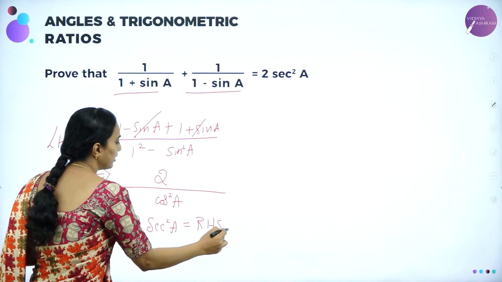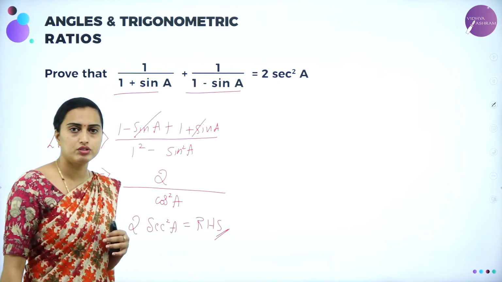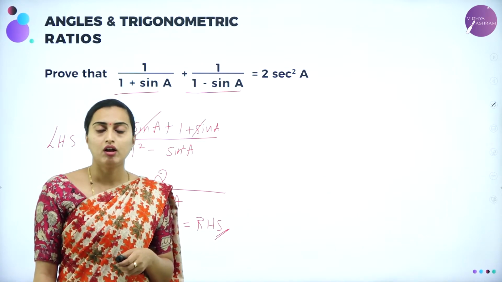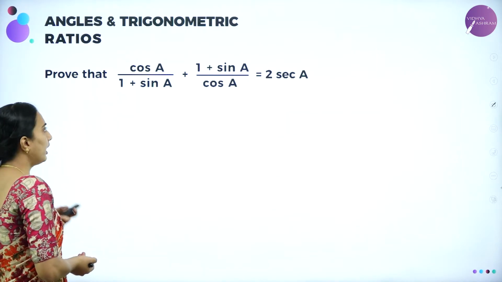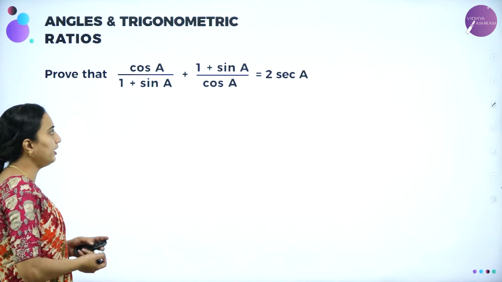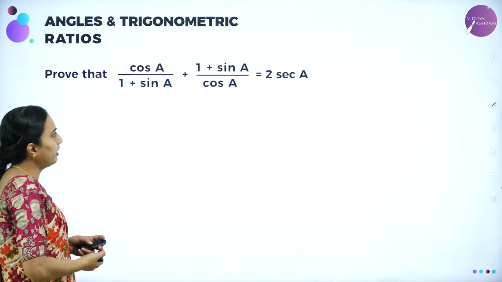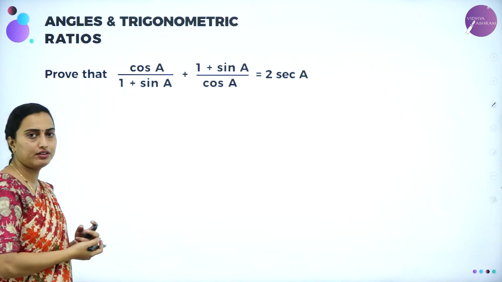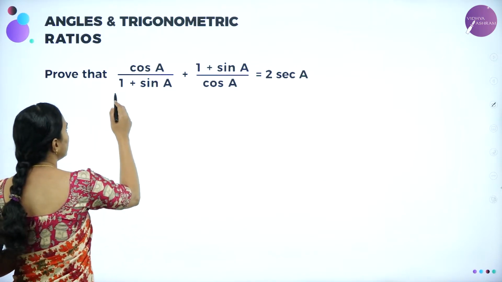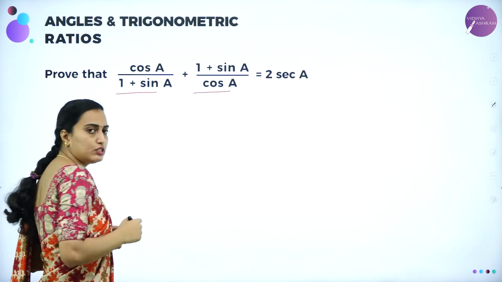That is a proof. They have asked you to prove. Understood? I hope you got this procedure. We'll move on to the next problem. What they've asked in the next problem, dears? Prove that cos A divided by 1 plus sin A plus 1 plus sin A divided by cos A is equal to 2 secant A. Taking again here the LCM. What happens? LCM is 1 plus sin A into cos A.